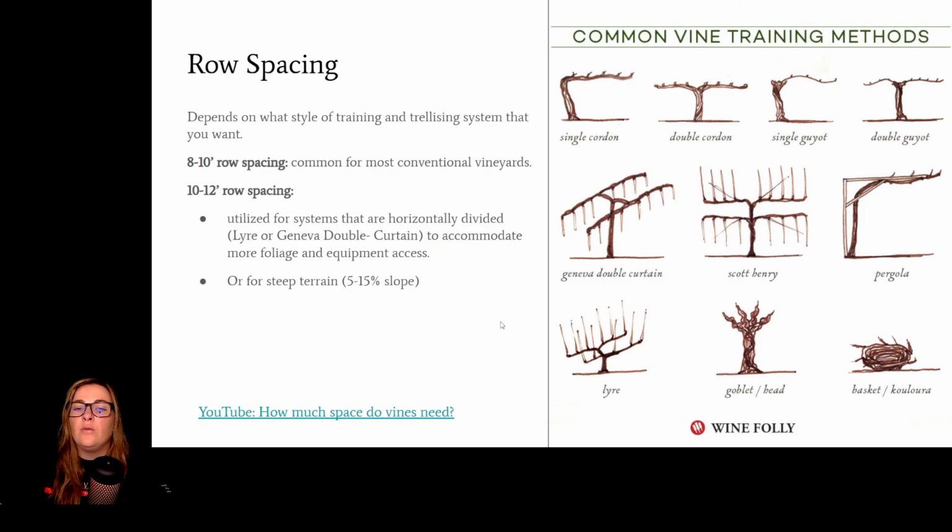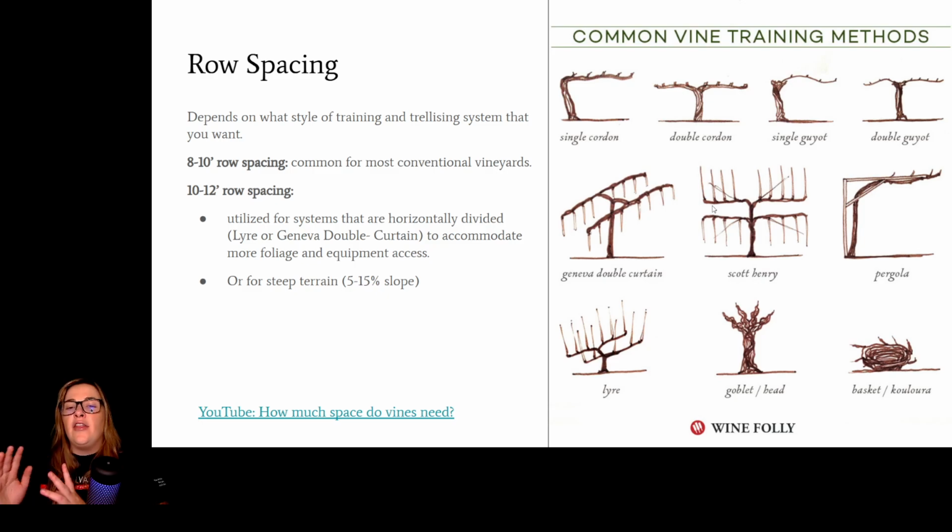Okay, once you've determined your orientation of your vines, then you need to figure out how big your rows are going to be. What is your row spacing, right? So it really depends on what style of training and trellising system that you want. Generally speaking, 8 to 10 feet is the most common row spacing for conventional vineyards. Most vineyards use VSP, which is vertical shoot positioning. So it's like one axis that the vine is growing on, kind of like this double cordon you see here, and then the shoots will just go straight up.